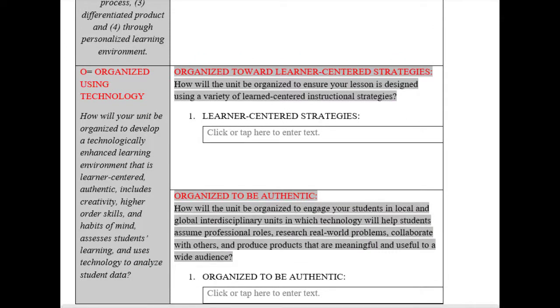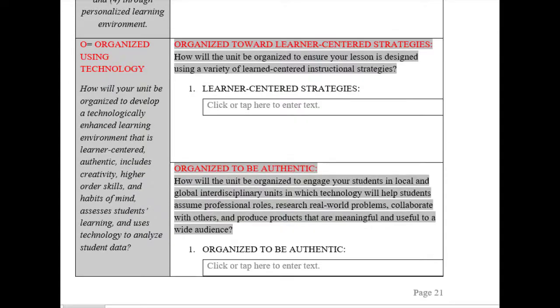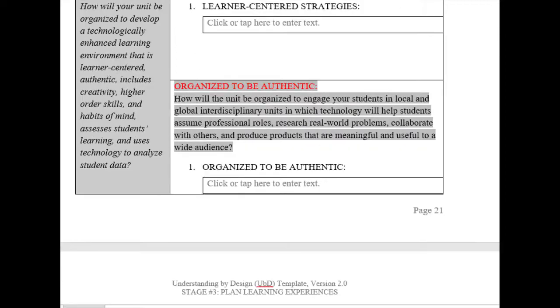And finally, we're going to look at our O, which is organized. And one way to be organized is to use technology. So we're going to be organized towards learner-centered strategies. So our strategies are always about focusing on the learner and what is going to be best for them in this particular unit. We're going to organize to be authentic.